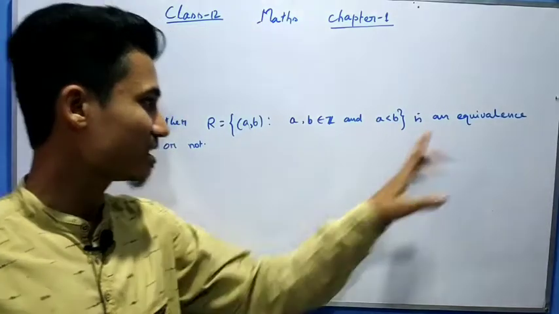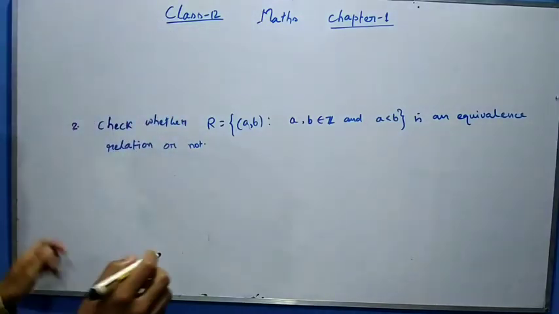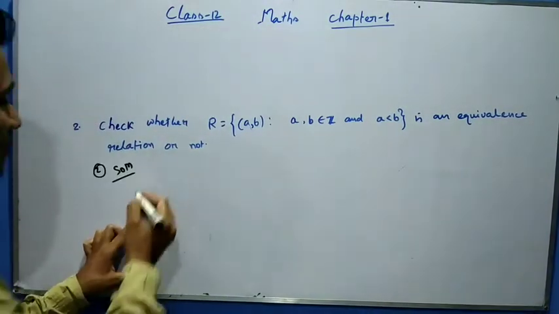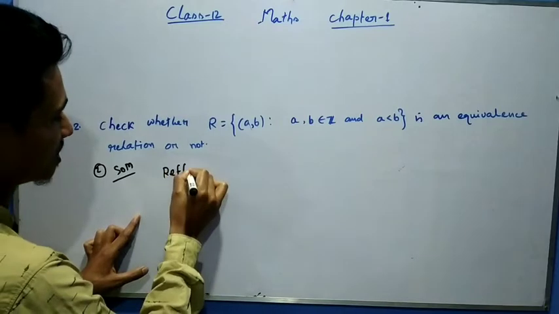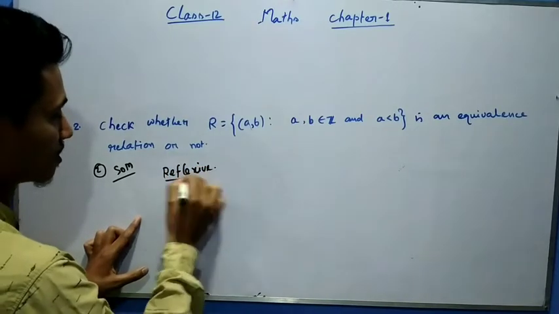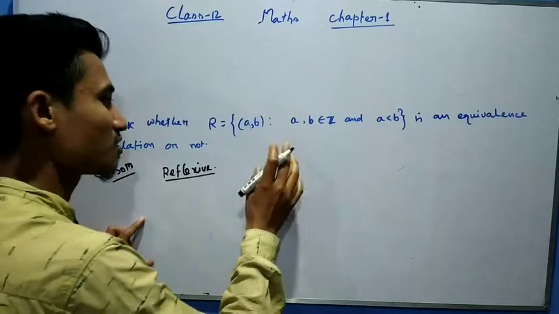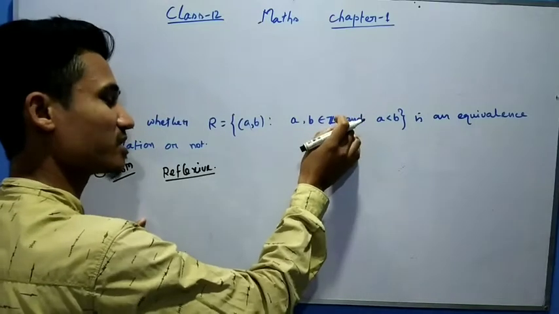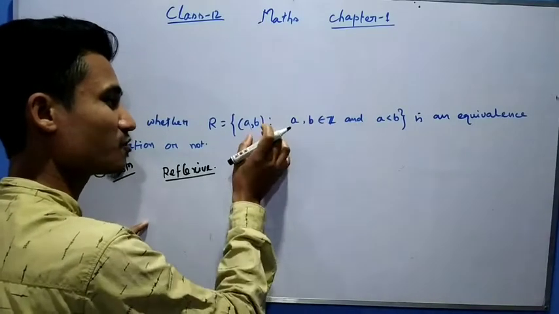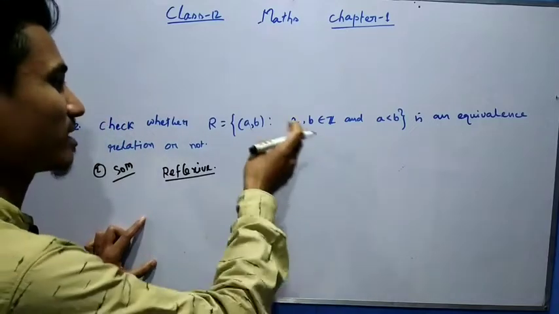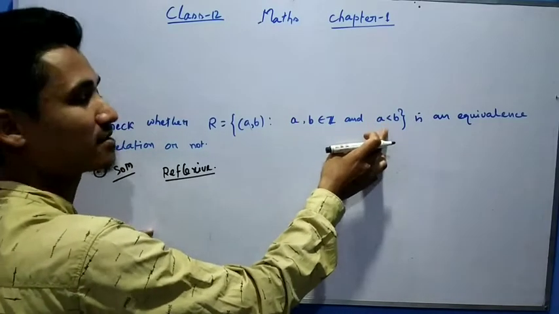and A is less than B, is an equivalence relation or not. We have to check. So our solution: first, whether this relation is reflexive or not. Okay, so let us check. For reflexive, for every A belonging to Z, meaning for every integer, we have to show (A, A) belongs to R. For (A, A) to belong to R, it should be A less than B.